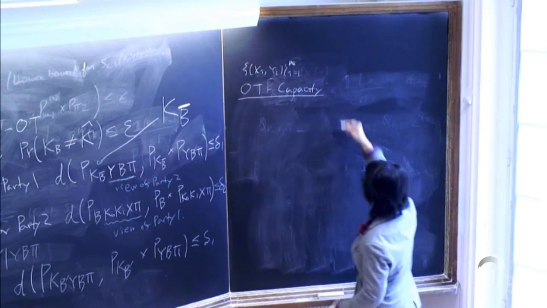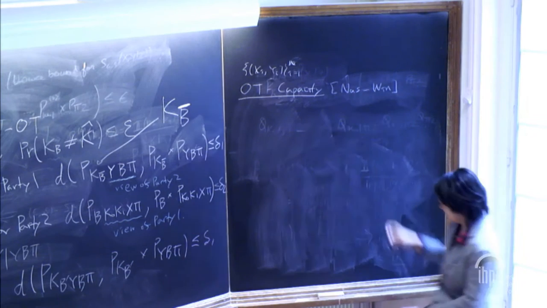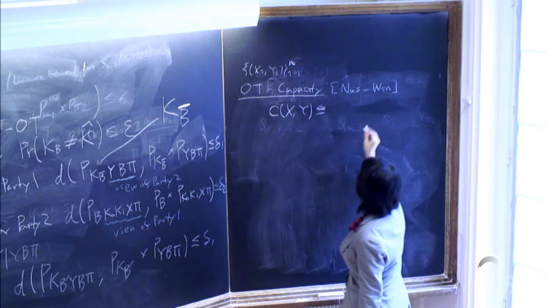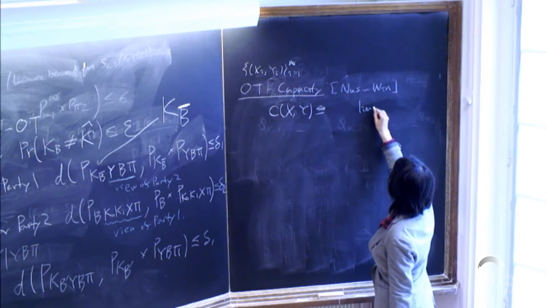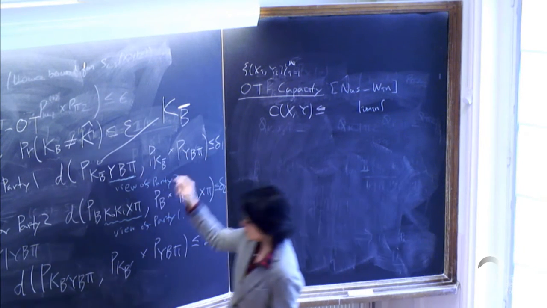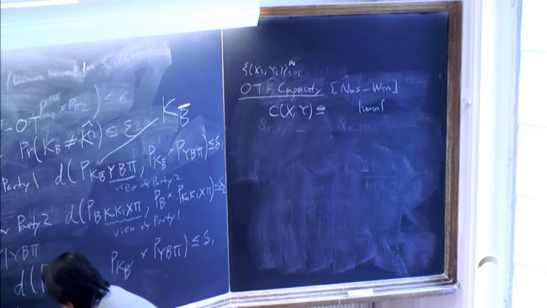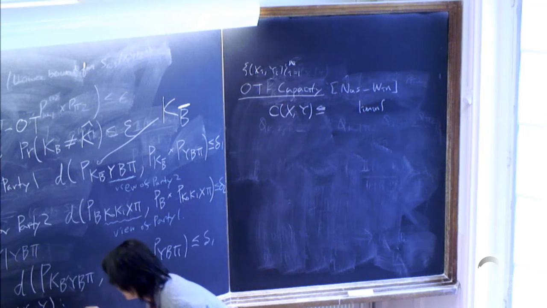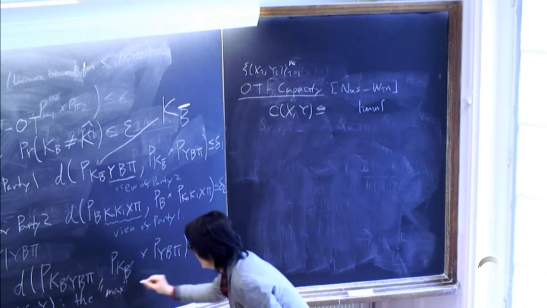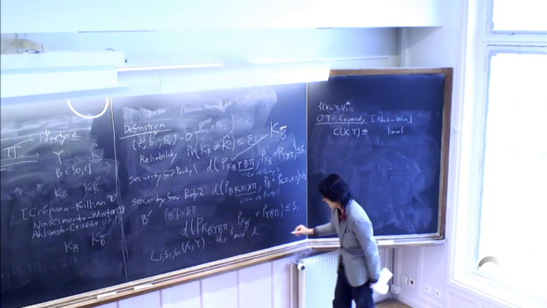This concept was introduced by Nascimento and Winter. Before introducing this, we have to introduce L of epsilon, delta 1, delta 2 of X, Y as the maximum length such that the epsilon, delta 1, delta 2 OT exists.